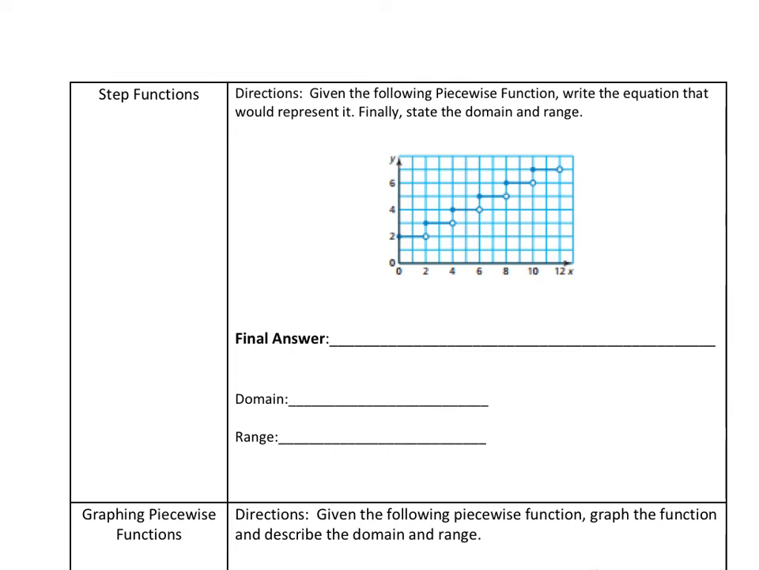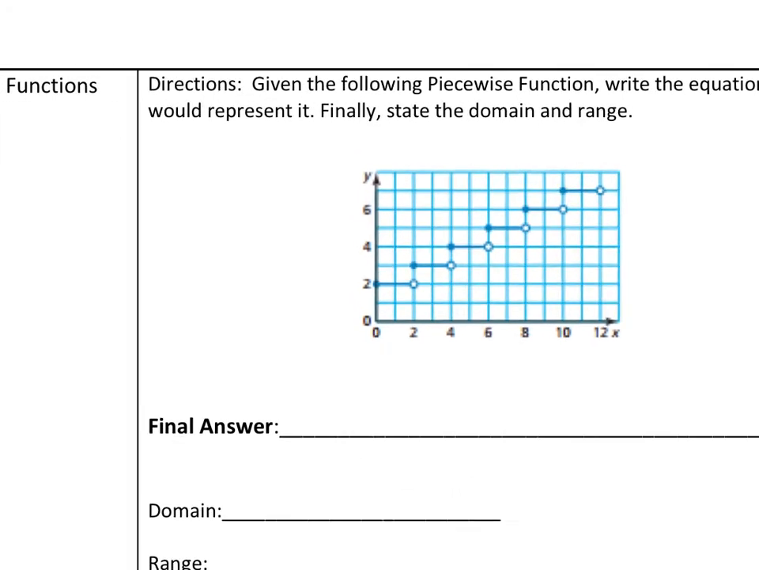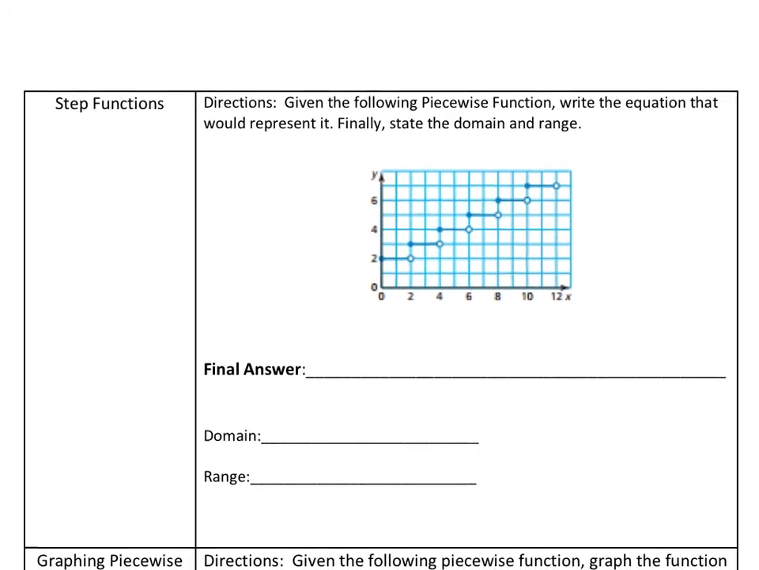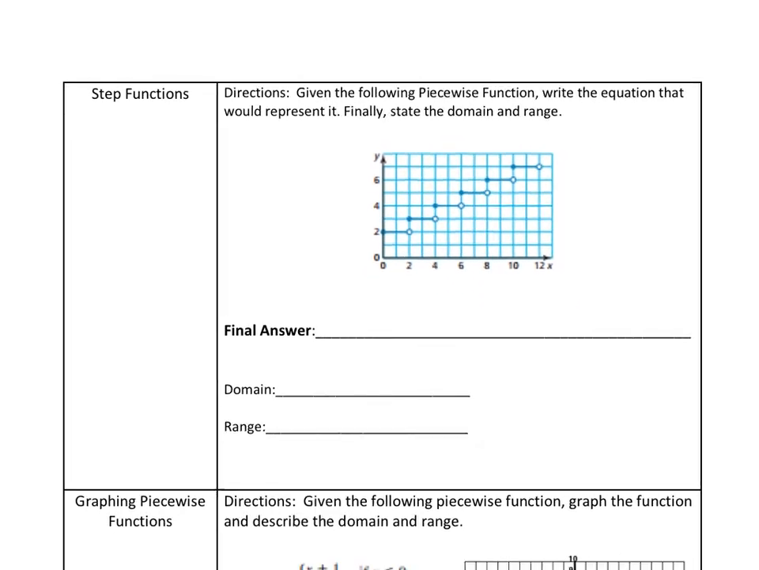Given the following piecewise function, write the equation that would represent it, and then state the domain and the range. Okay, so this is what we call a step function. If we look at it, it kind of looks like stairs, right? One function steps up to another, up to another, up to another. Are these all connected? Are they touching? No, they're not, okay? It's just a bunch of separate functions pieced together.